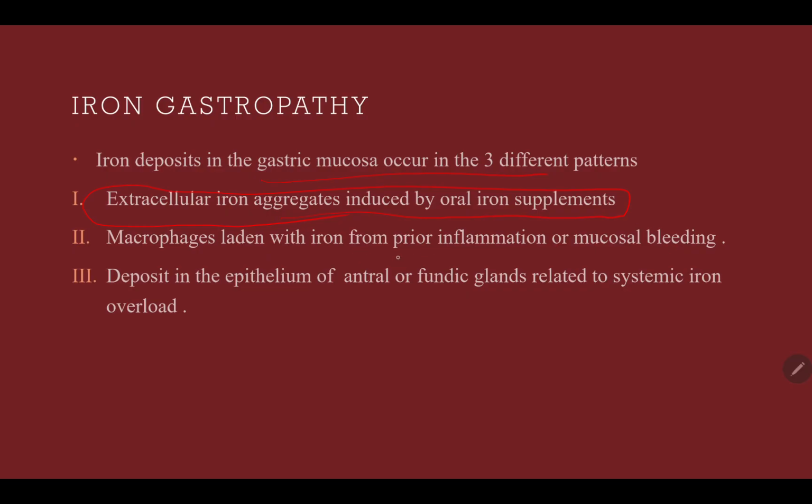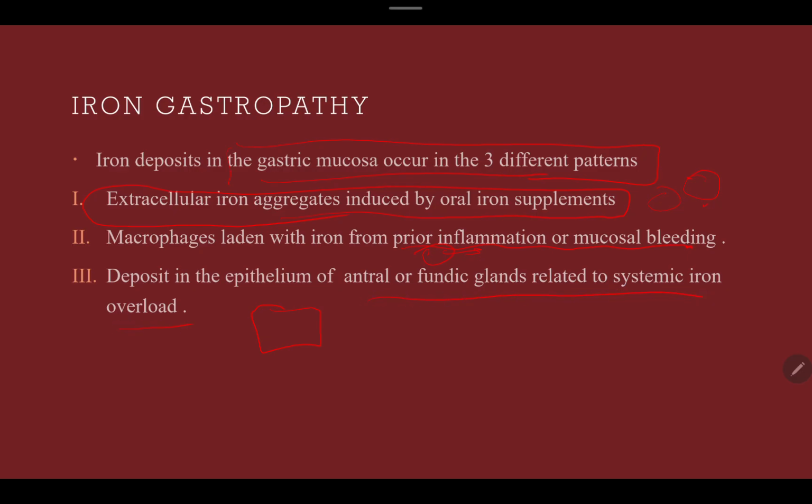So these iron deposits in the gastric mucosa can be seen in 3 different patterns. It can be seen as extracellular iron aggregate, where this iron can be deposited extracellularly, which is induced by oral iron supplement. Then macrophages laden with iron, in cases with prior inflammation or mucosal bleeding. Then iron deposited in the epithelium of antral or fundic glands related to systemic iron overload.